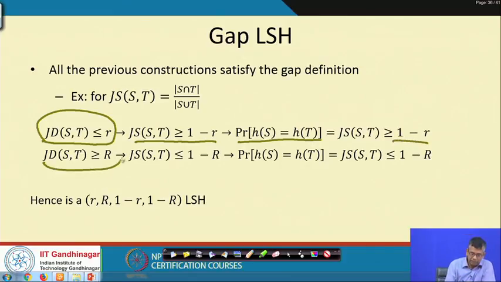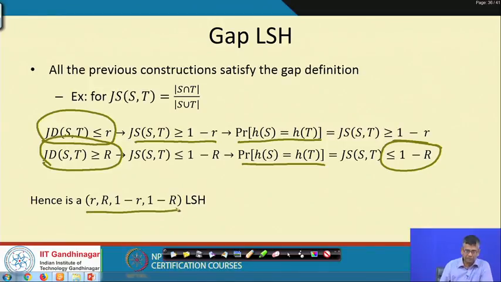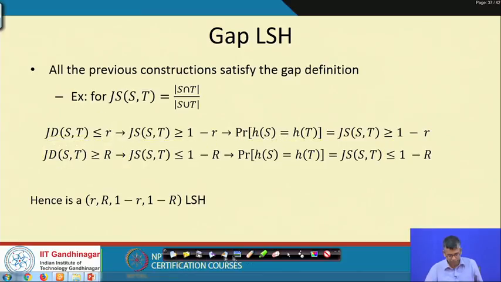If the Jaccard distance is bigger than capital R, then the probability of collision is at most 1 minus capital R. So, our previous LSH, the minwise independent permutations, gave us a small r, capital R, 1 minus small r, 1 minus capital R LSH. Okay. That was fairly easy to see.